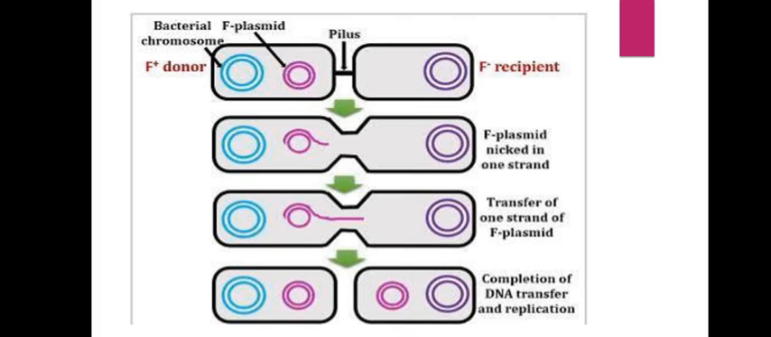So at first we had one F positive cell and another F negative cell. After the process of conjugation, what happens? Both cells become F positive. Basically, the genetic material of the F positive cell gets transferred to the F negative cell. So this was the process of conjugation.